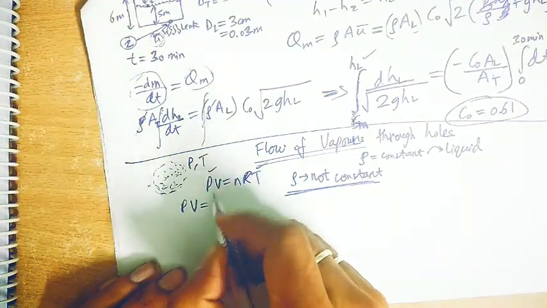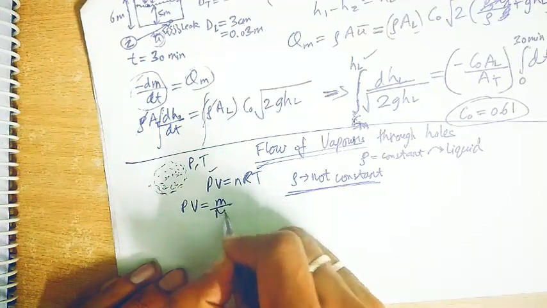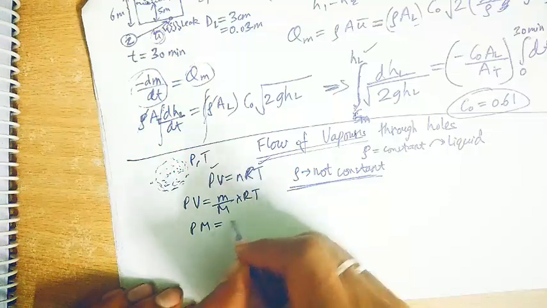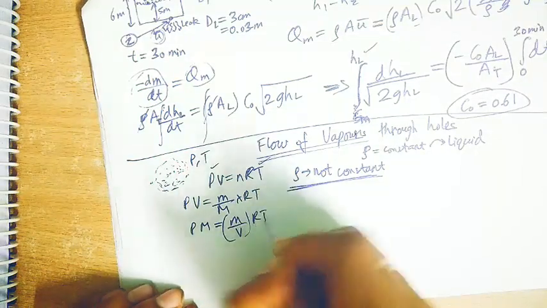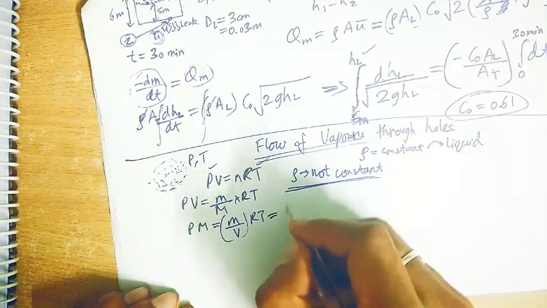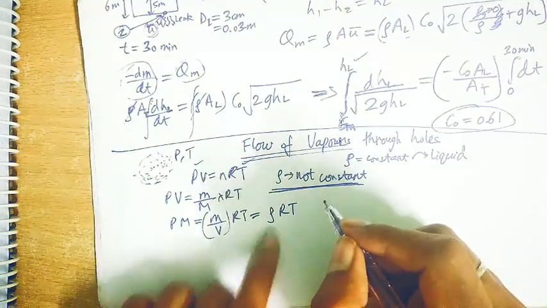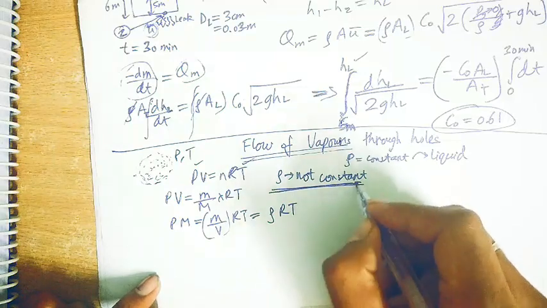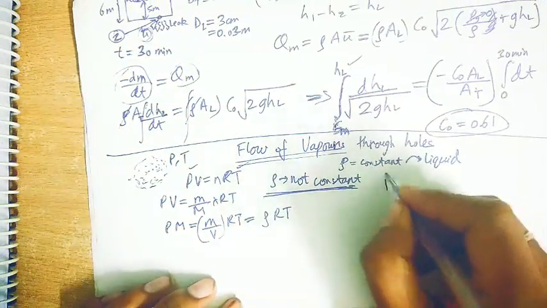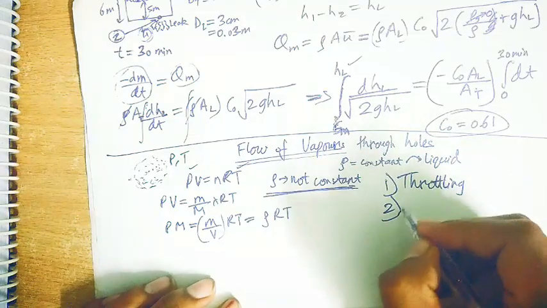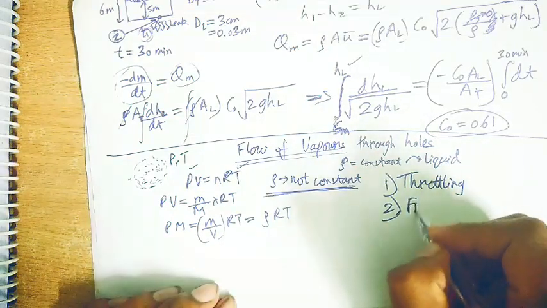Now let's find out the density from here. PV is equal to mass upon molar mass into RT. So P into molar mass is equal to m by V RT, and this is nothing but mass upon volume, which is density, times RT. So we have a relation of pressure and density. Now the flow of vapors could be classified into two types. One is throttling and the other is free expansion.